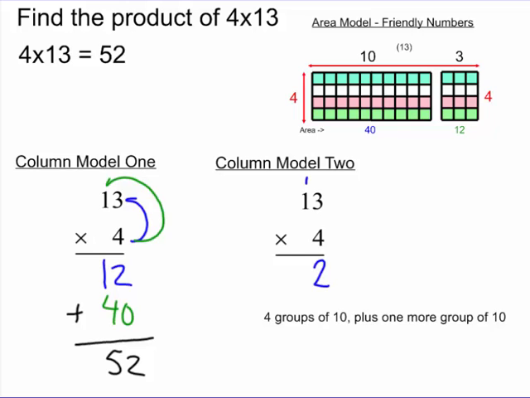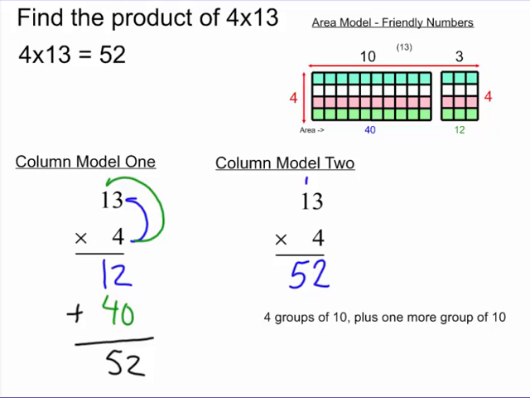And now, here's where people get confused. The next part is said, 4 times 1 plus 1, and people will write a 5 here. You'll notice I get the same answer of 52, but the 4 times a 1 is not really 4 times 1. It's 4 times 10 for 40, plus one more group of 10 for a total of 50.